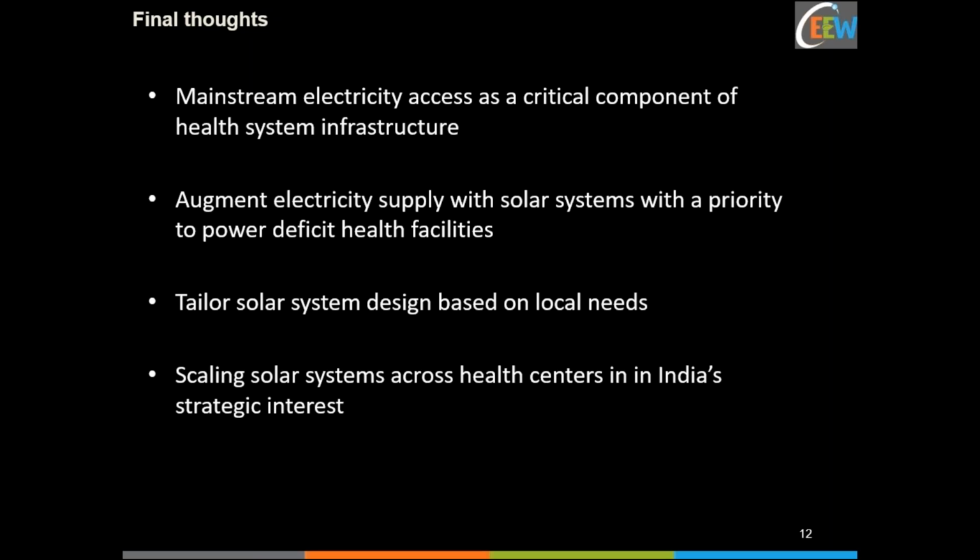And I say this because it would help us simultaneously achieve our health goals, which is to move towards universal health access, as well as our target under the National Solar Mission, which is to achieve 100 gigawatts of solar by 2022.